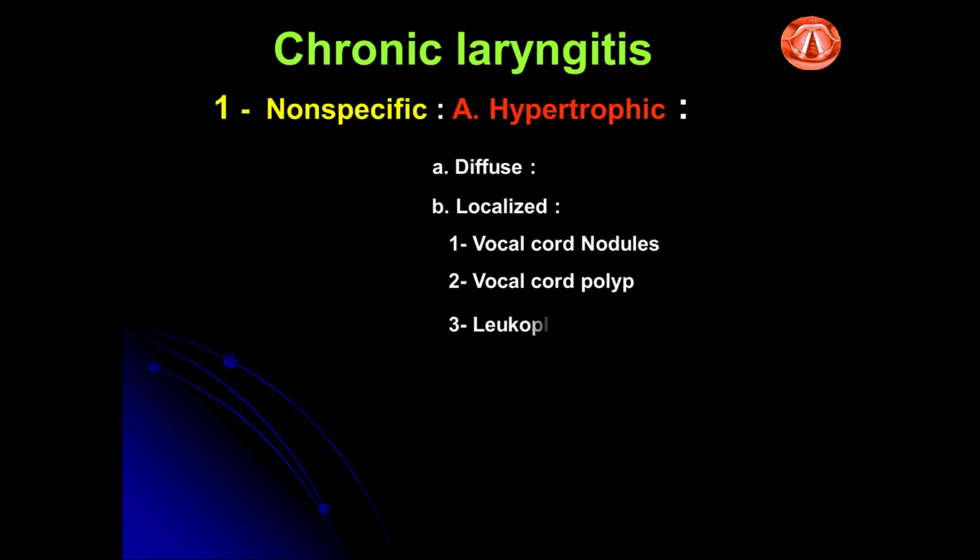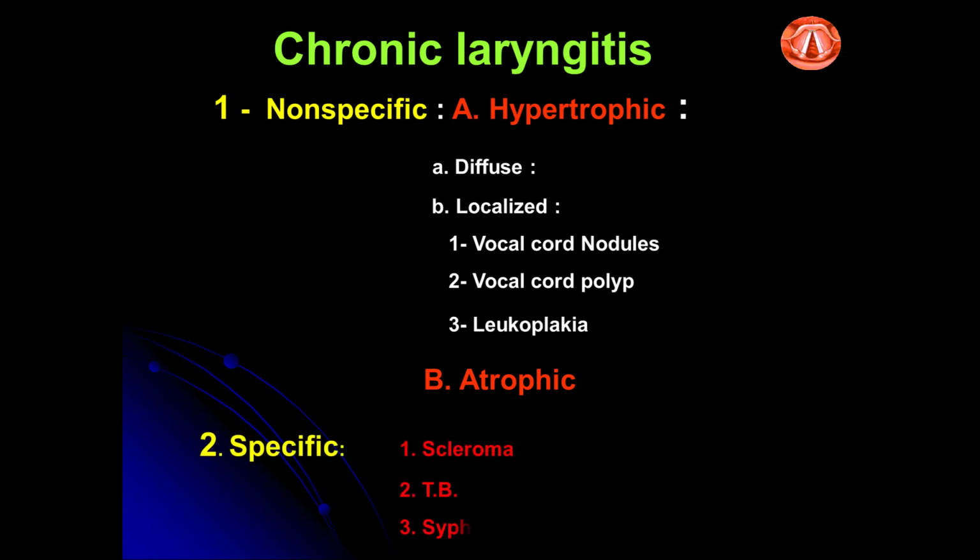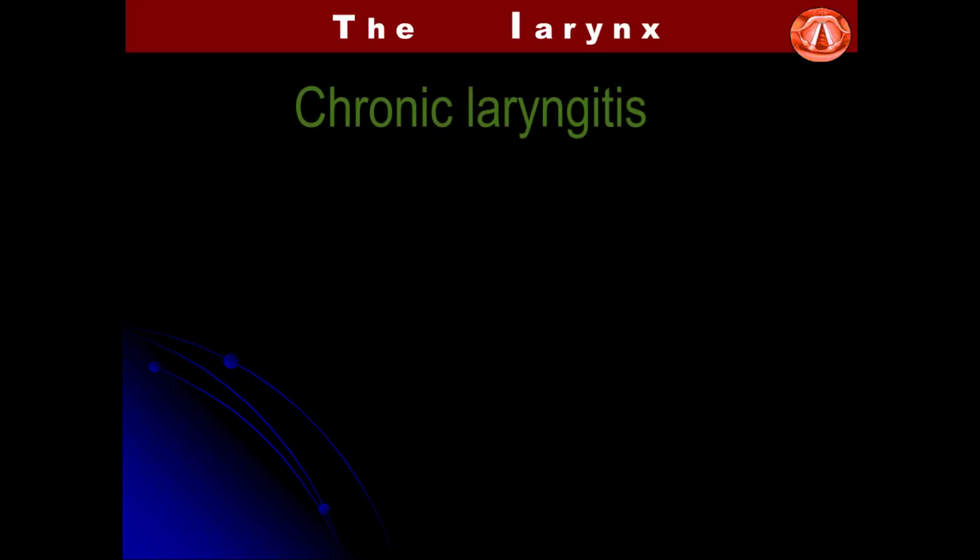For non-specific, hypertrophic and atrophic. Hypertrophic could be diffuse or localized. Localized, we'll discuss the nodules, polyps, leukoplakia, and for the specific we have scleroma, TB, and syphilis, which are usually discussed in detail in the nose, but we will mention here what is important as regards the larynx.